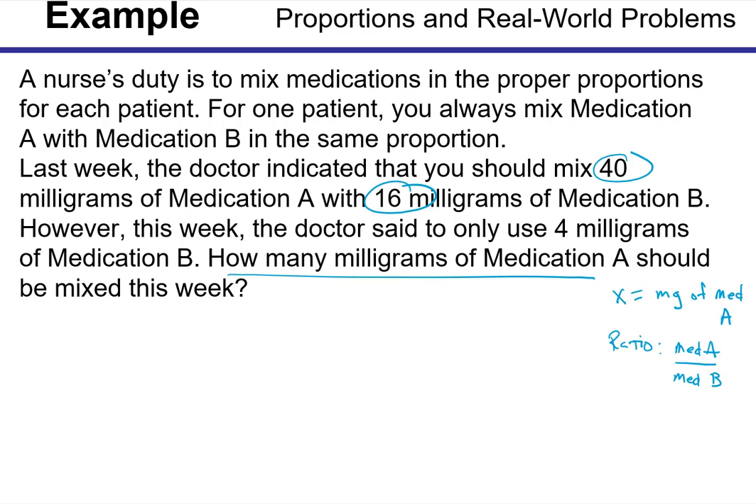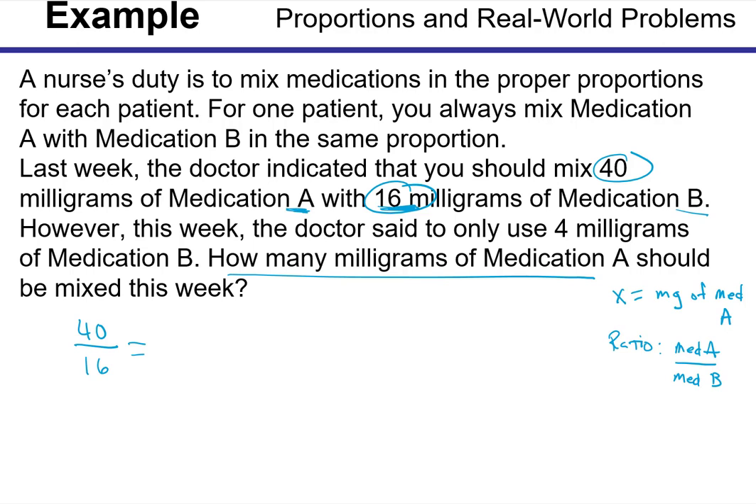So I see 40. Now, does that go on the top or the bottom? It's 40 milligrams of A, so that's going to be on the top. And I have the 16. Is that on the top or the bottom? Well, that's medicine B, so I'm putting medicine B on the bottom. There's my ratio of A to B. Now that has to be equal to, that was last week. Now last week needs to be proportional to this week.